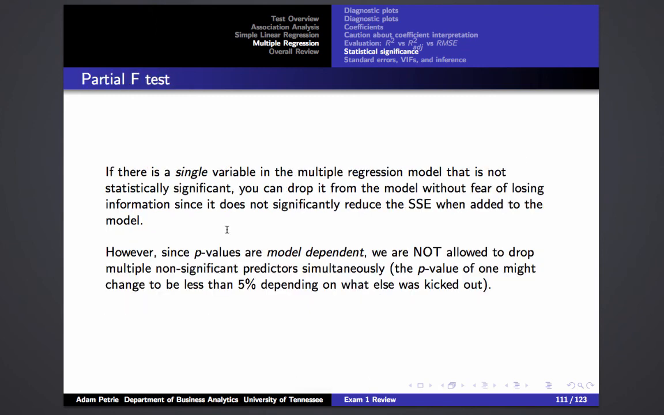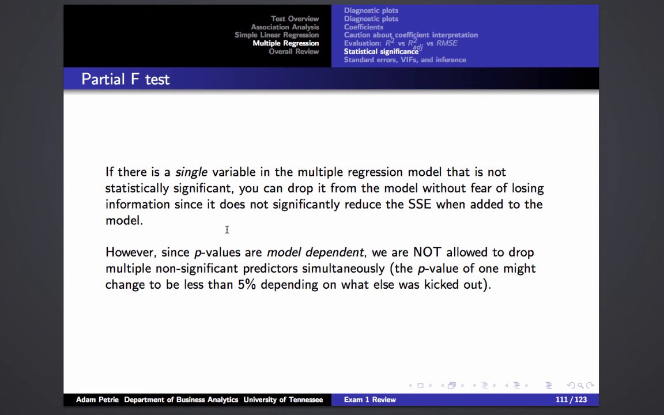Okay, we know that if we have a non-significant predictor, we can drop it from the model because it doesn't add anything above and beyond what the other predictors are already telling us. So we can always drop one predictor without losing anything. But we can't drop more than one predictor because p-values are model dependent. And if we were to drop one predictor, all the other p-values are going to change. It might be the p-values of the other non-significant predictors can change as well.